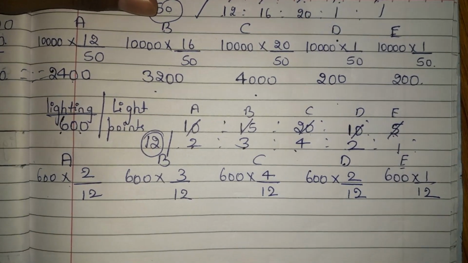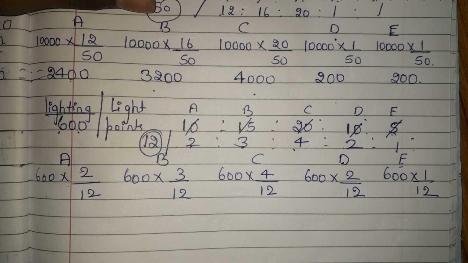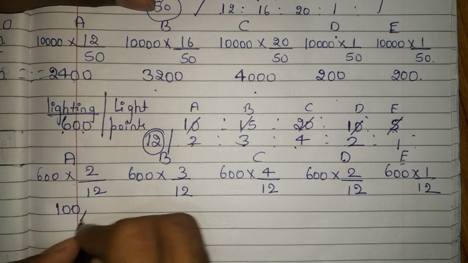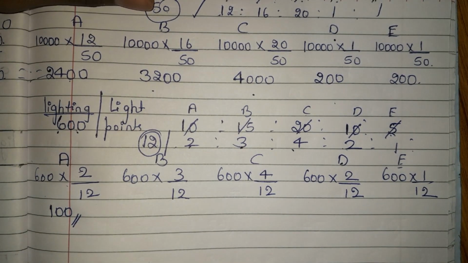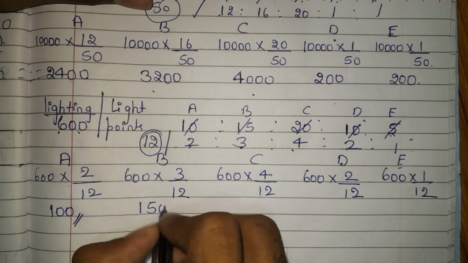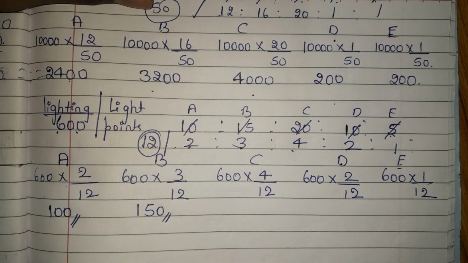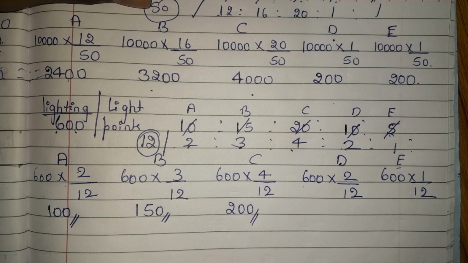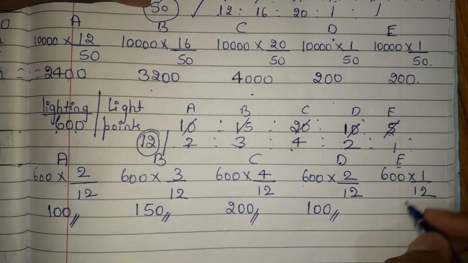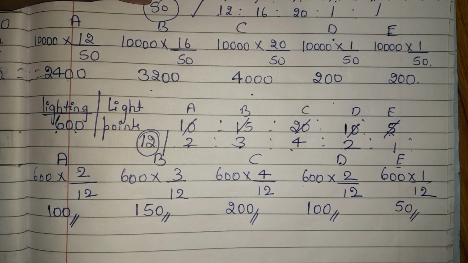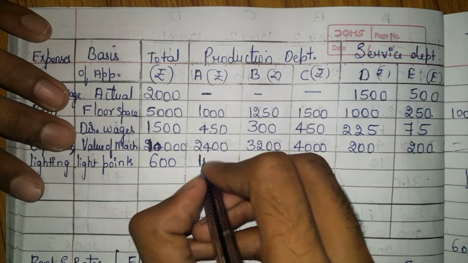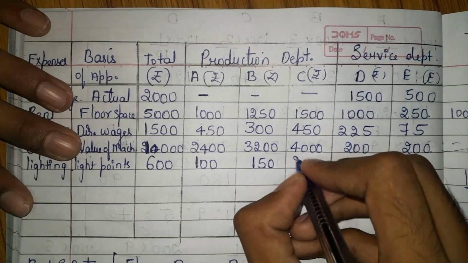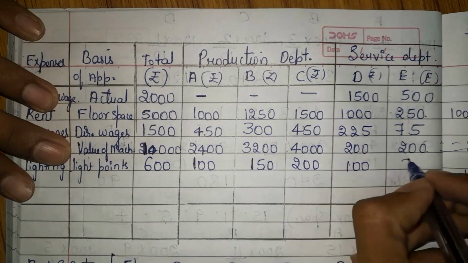Now, 600 into 2 divided by 12, it will be 100 rupees. Next, 600 into 3 divided by 12, it will be 150 rupees. Next here, 600 into 4 divided by 12, it will be 200 rupees. Next here, 600 into 2 divided by 12, it will be 100 rupees. Next here, 600 into 1 divided by 12, it will be 50 rupees. So now, based on this amount value, we need to write it in our table. That is, A department is 100 rupees, B department 150, C department 200, D department 100, and E department it is 50 rupees.